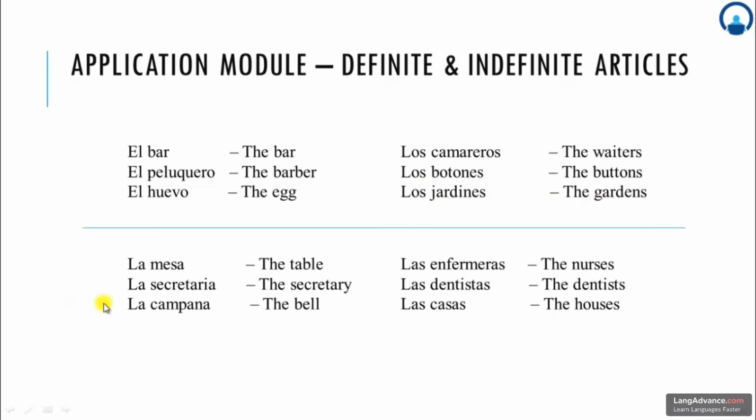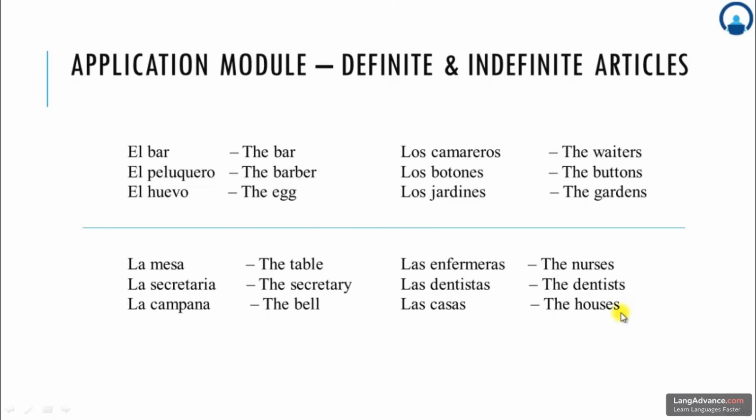For feminine, it is la mesa, la secretaria, la campana, which means the table, the secretary and the bell. Las enfermeras, las dentistas, las casas means the nurses, the dentists and the houses. Okay, I think we have got a pretty good understanding of definite and indefinite articles and how they change according to the gender and singular and plural forms.